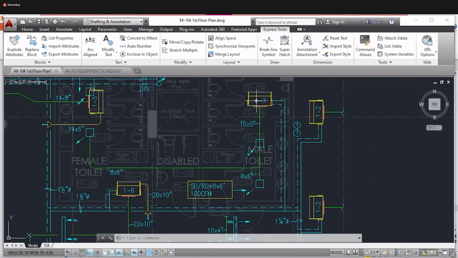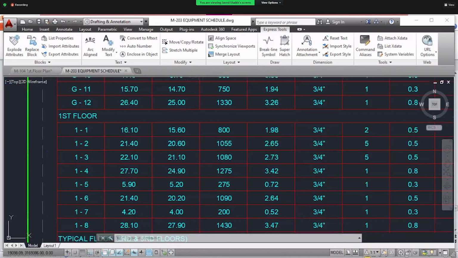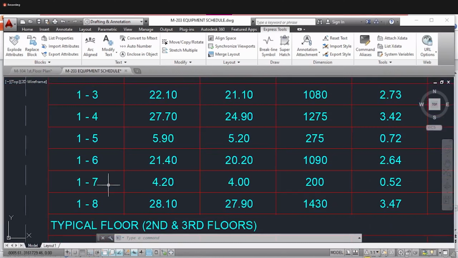So this is 1/7, which has a different tonnage. The tonnage is different compared to this because the code word is different. So we have to calculate this pipe size first. We will go with the schedule here. So this is 1/7.